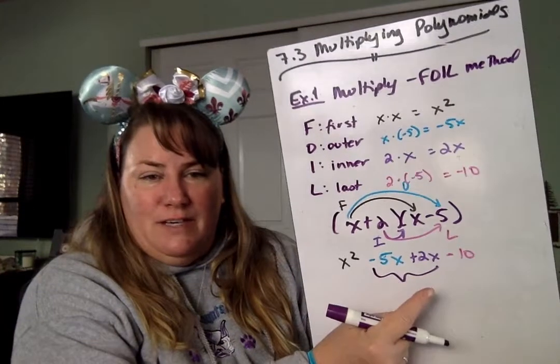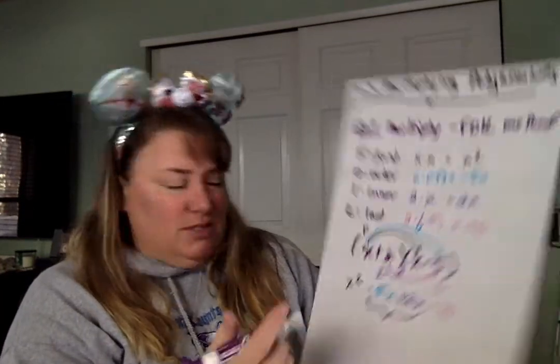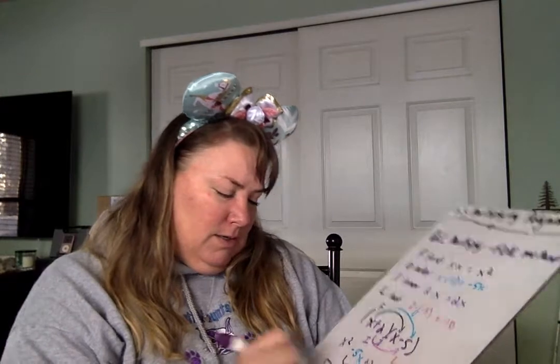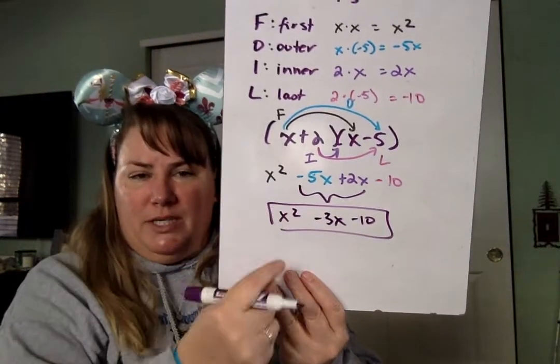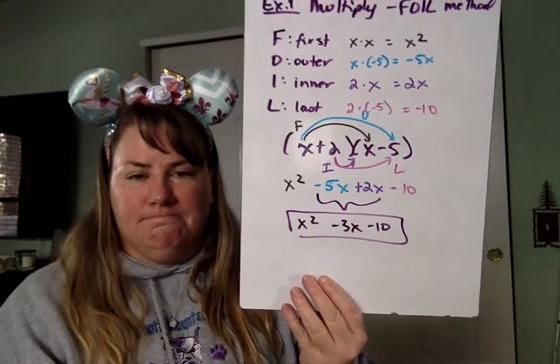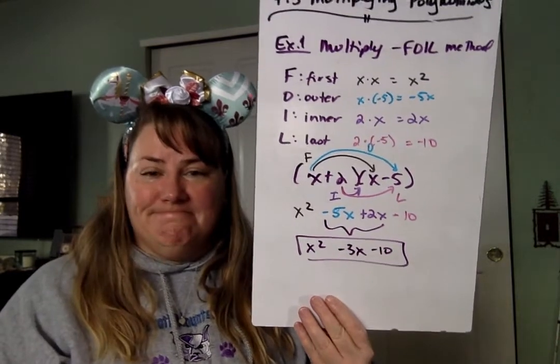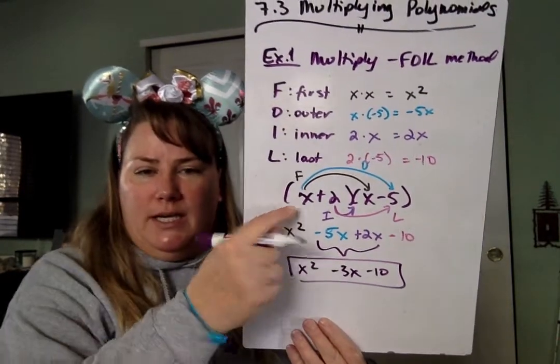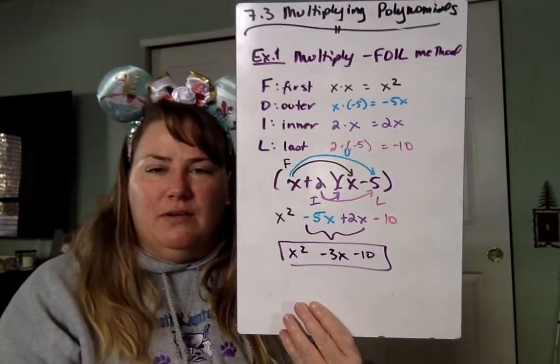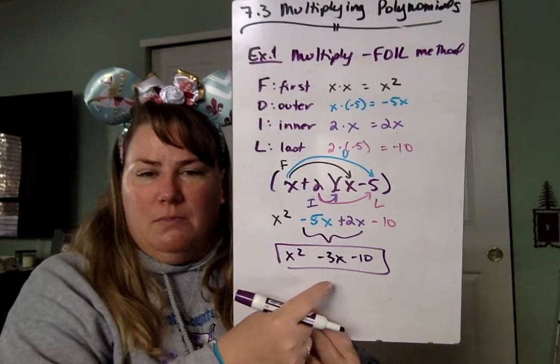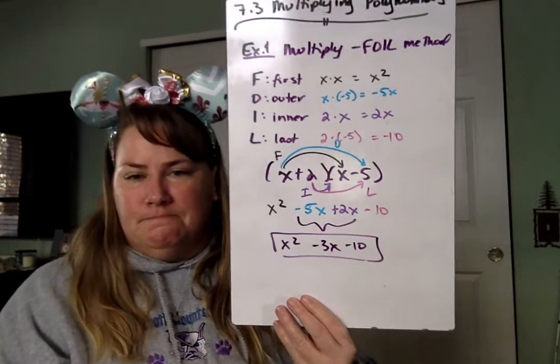So you have negative 5x plus 2x, which is just negative 5 plus 2, which is a negative 3x. And then bring down the rest of your problem. You're going to bring down x squared and negative 10. And you're done. You've just now multiplied the quantity x plus 2 times quantity x minus 5 for an answer of x squared minus 3x minus 10.